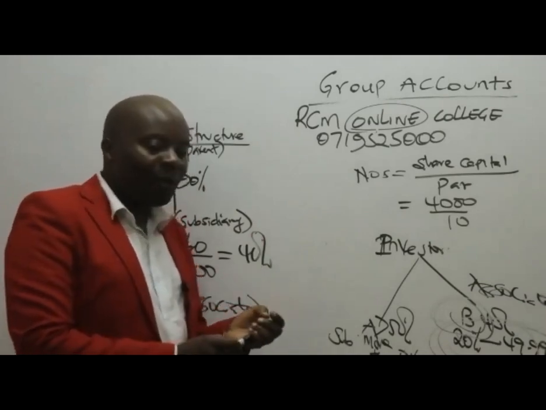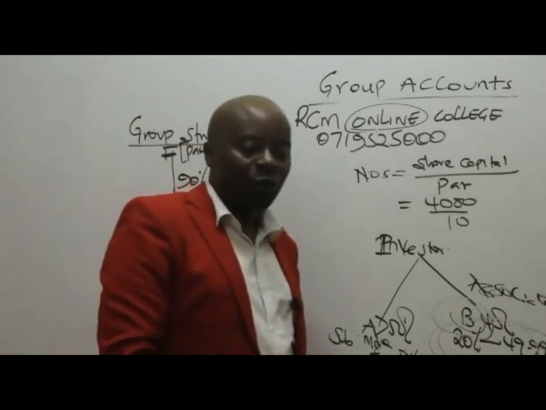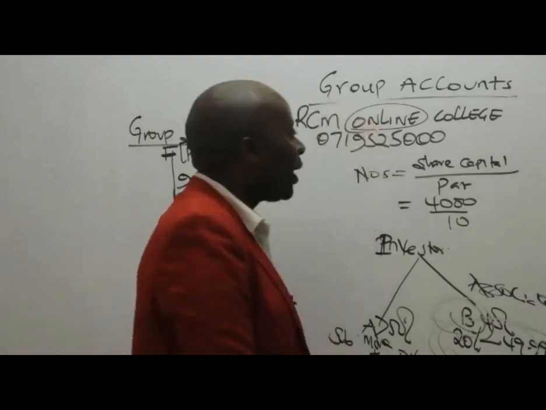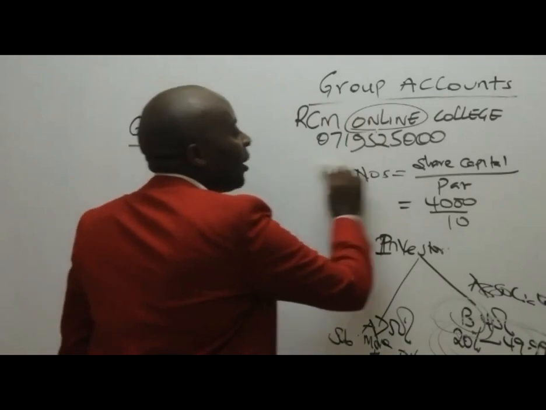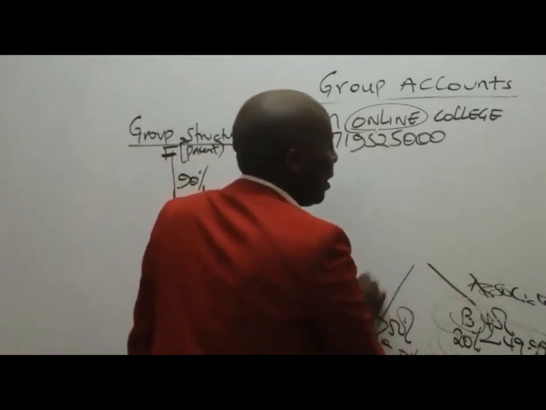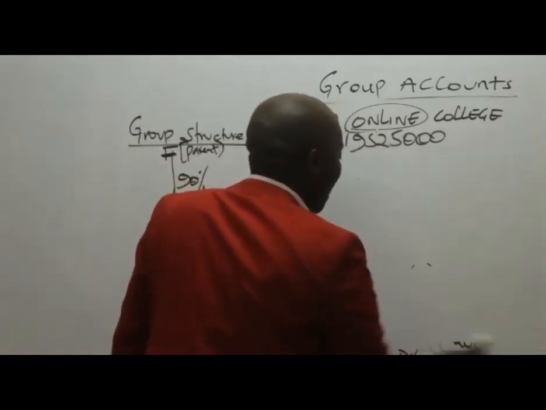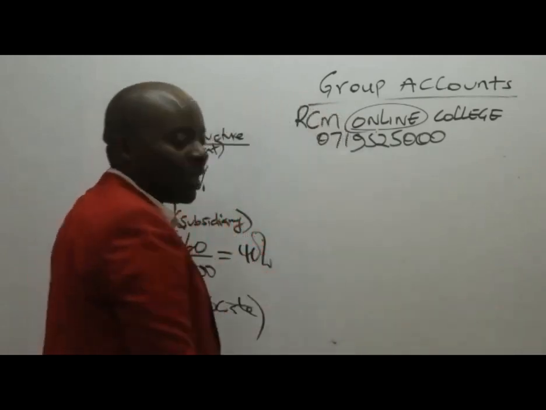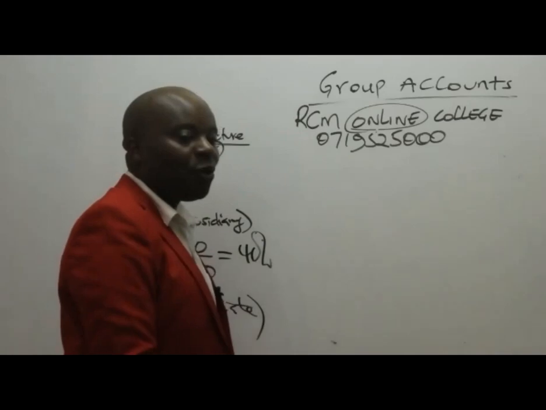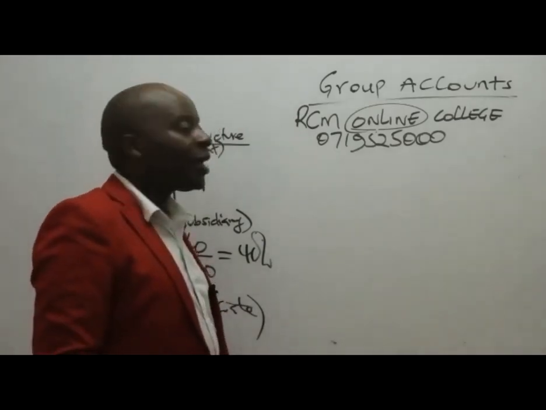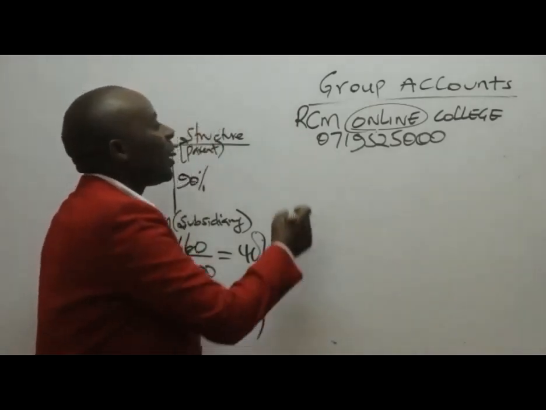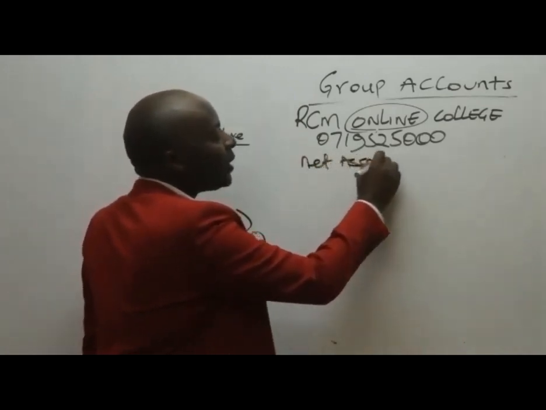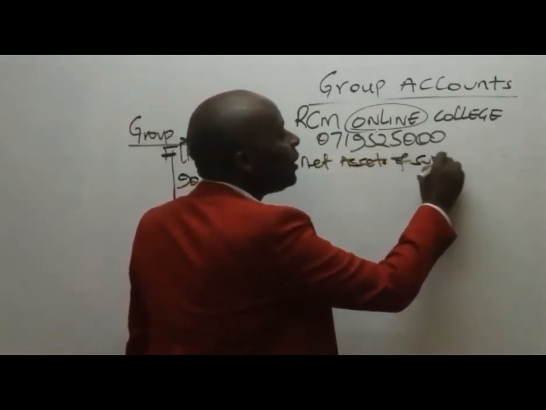So that should have been the first thing for us to do in this question. Once you get the group structure correctly, every other thing will fall in place. The group structure must be ascertained. Once you have ascertained the group structure correctly, the next thing to do is to look at the net assets of the subsidiary. So give us the net assets of the subsidiary.